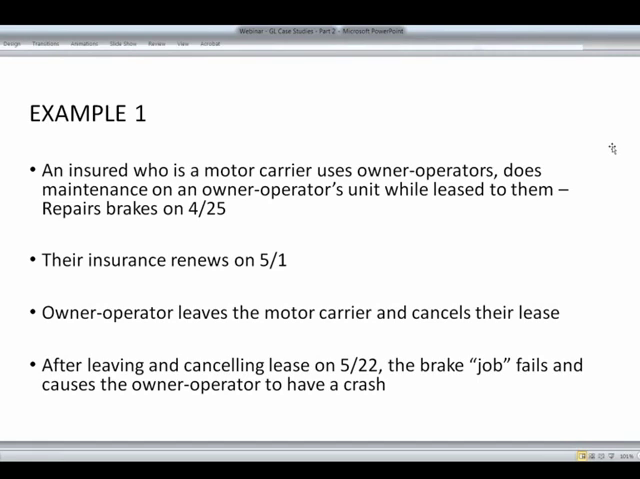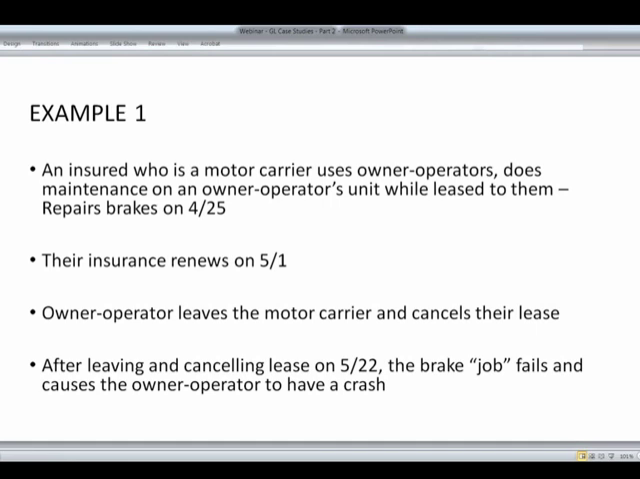The owner-operator gets upset with the motor carrier, and they leave the motor carrier and cancel the lease right after the repair was done. Let's say the lease was canceled on April the 28th. Maybe they got upset with the mechanic or some other reason. After leaving and canceling the lease, almost a month after they had the repair done, the brake job failed and caused the owner-operator to have a crash, running into a vehicle on the highway.